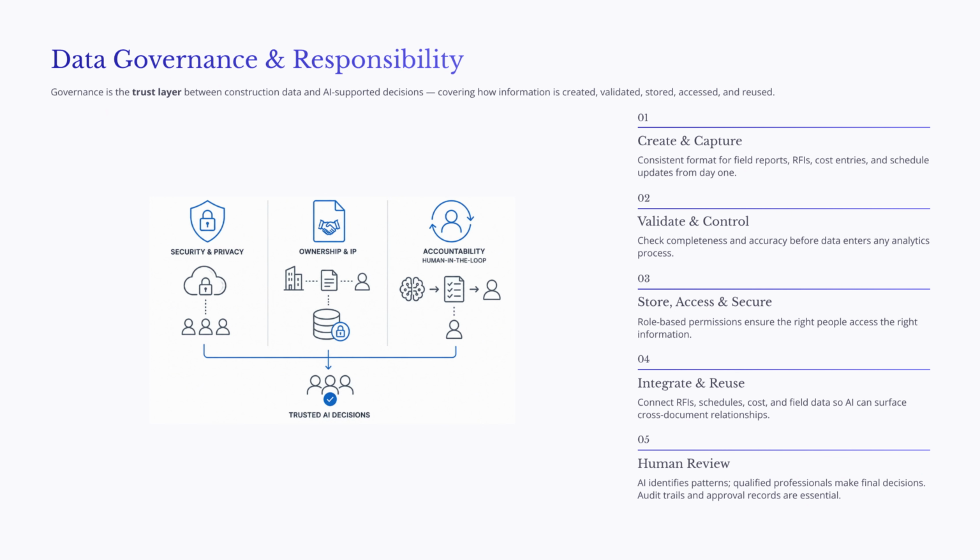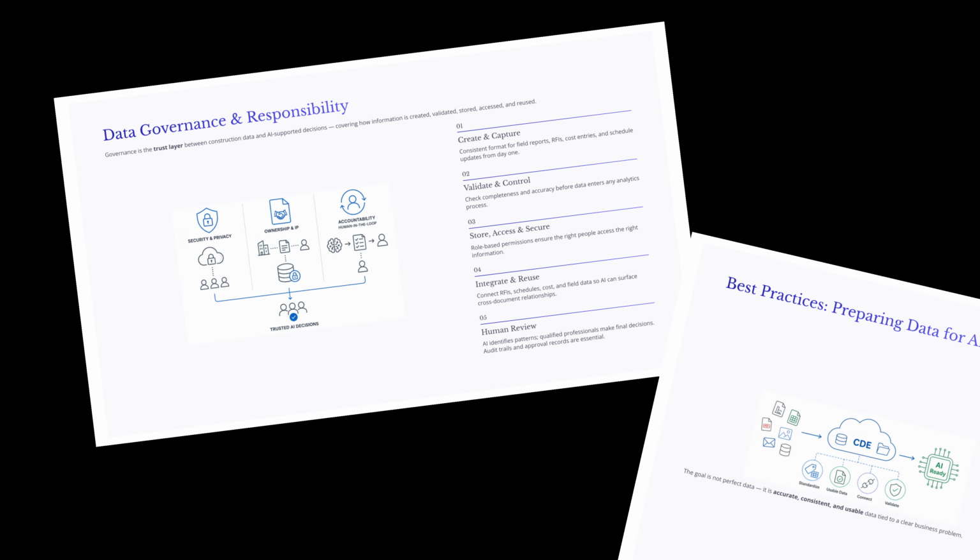Finally, AI outputs still require human review. AI may identify patterns or generate recommendations, but final decisions must remain with qualified professionals. Audit trails, source references, revision histories, and approval records help managers understand how an AI-supported recommendation was produced.